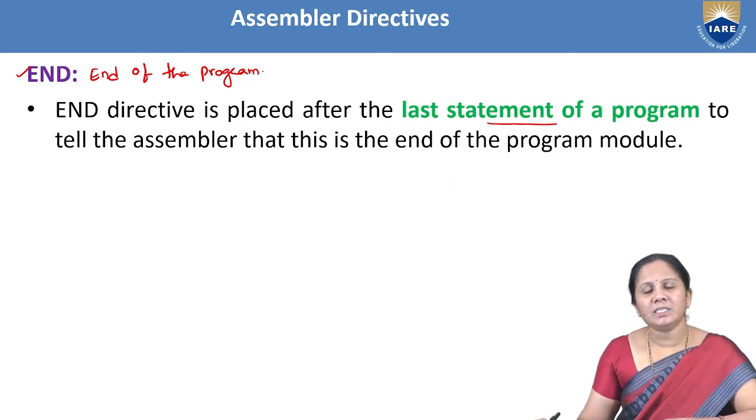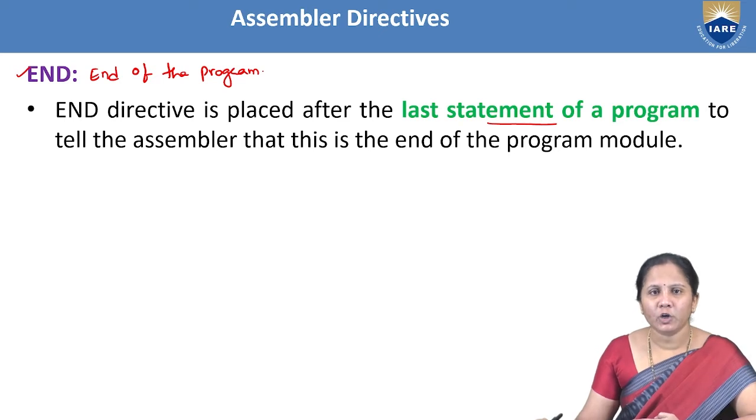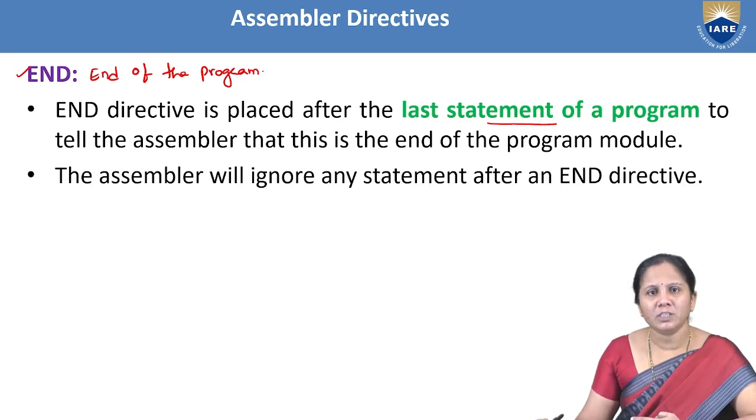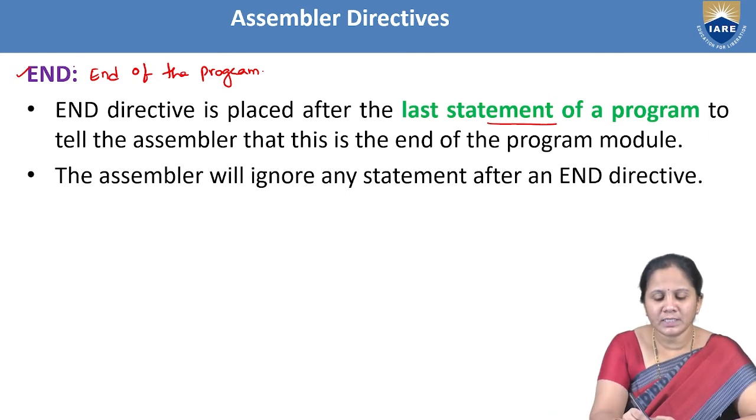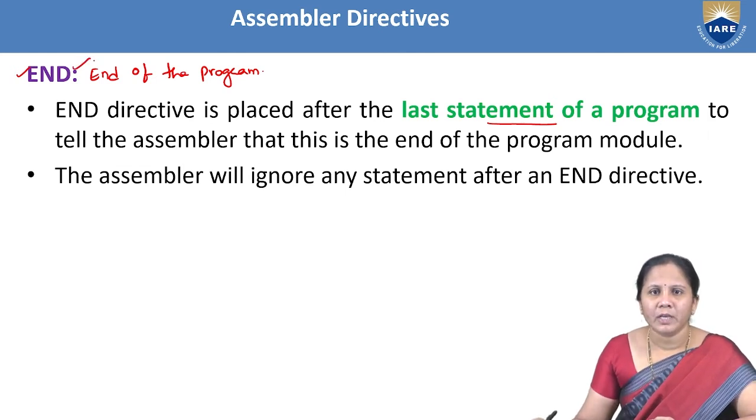So when it is executed, the assembler will understand that this is the end of the program and no lines are present after this instruction. For example, if we write some set of lines after this END instruction, those lines will not be executed. Those lines which we write after the END assembler directive will be ignored.